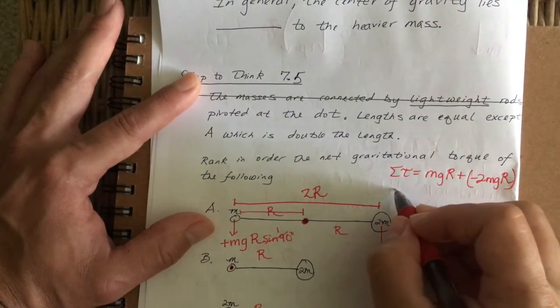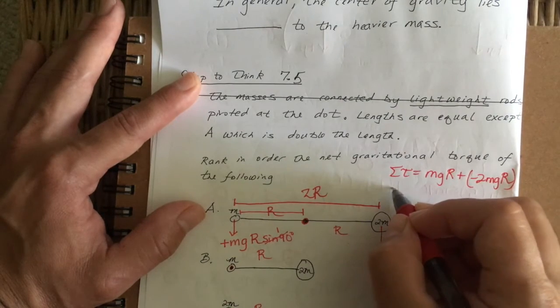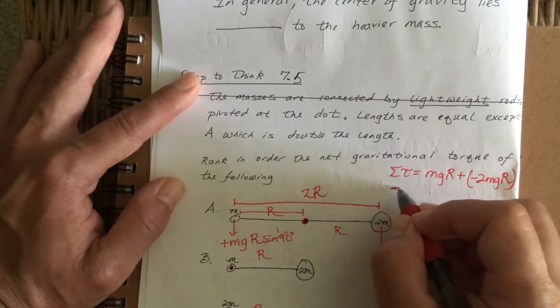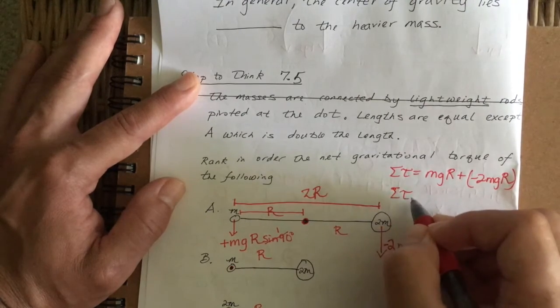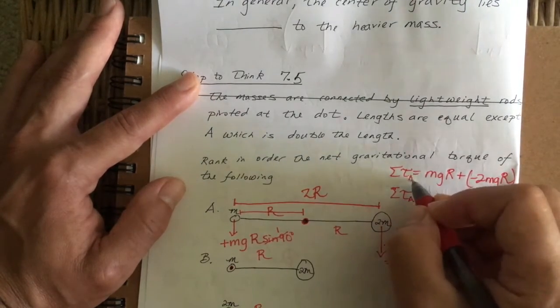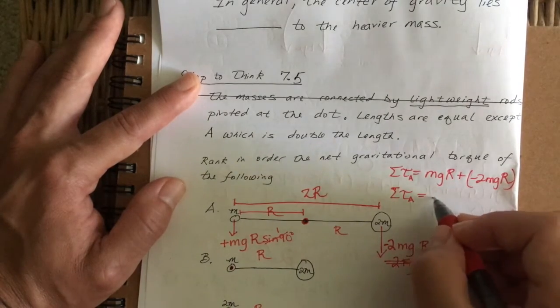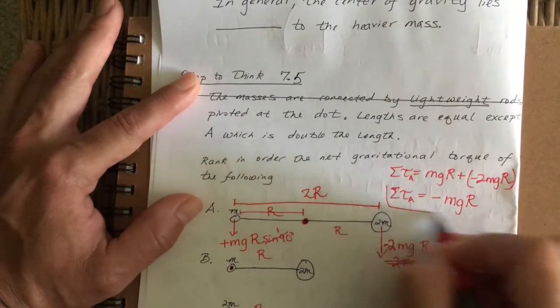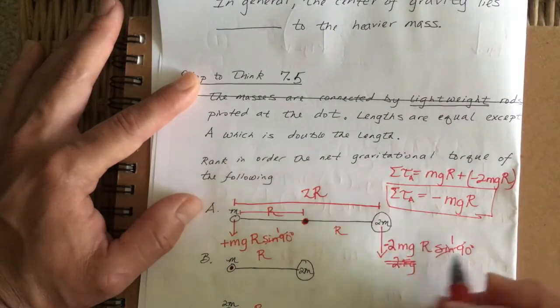So we'll see that the sum of the torques on A is equal to negative mgr. All right, that's for A, right? Let's look at B.